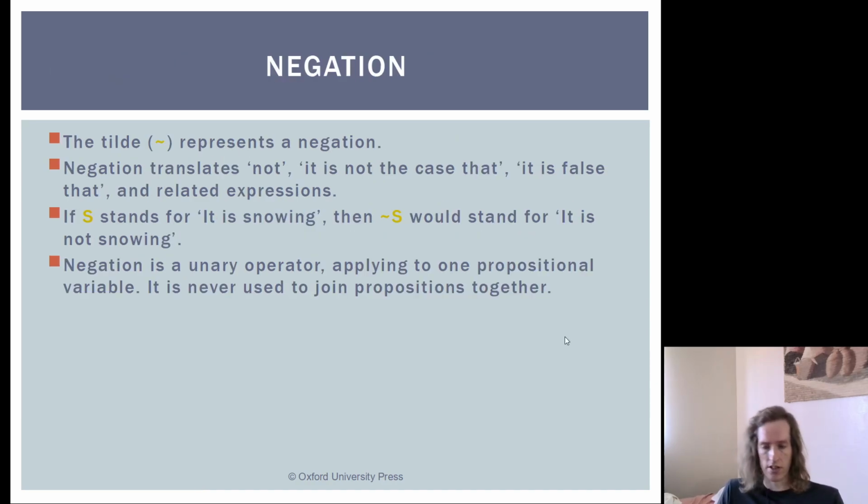So the tilde represents negation. This should be pretty intuitive. Sort of, you're going to be negating something. So negation, for example, if S stands for it is snowing, then tilde S would stand for it is not snowing, or it is not the case that it is snowing.